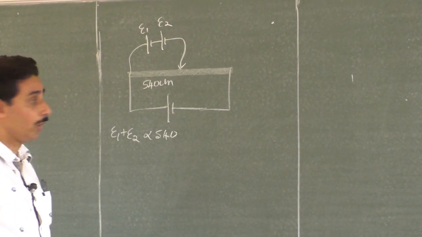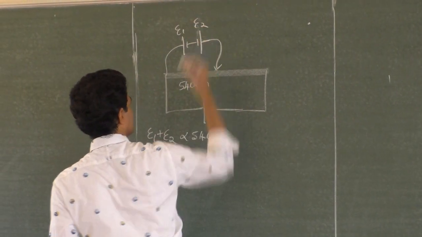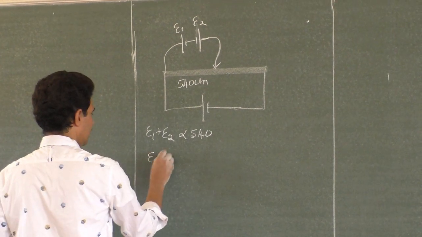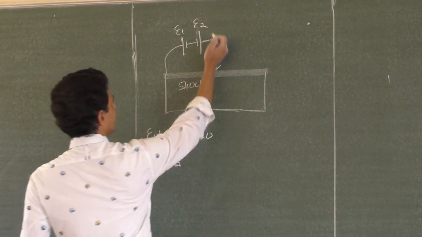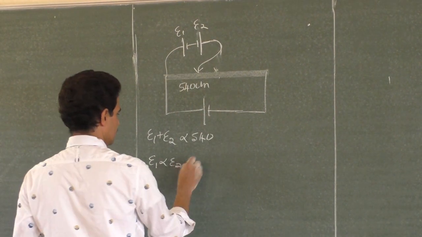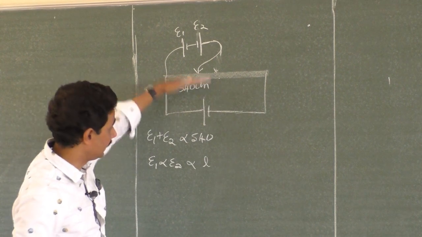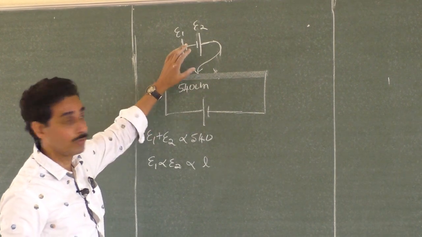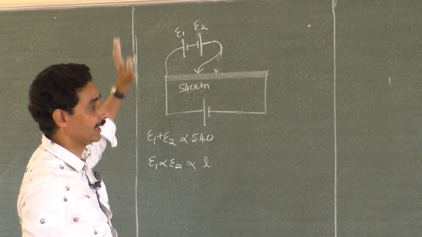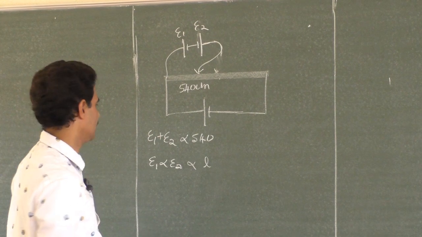When they are connected in opposition, what do you mean by opposition? Connect this one in opposition like this, E1 minus E2, right? So E1 minus E2, the balancing length should decrease because the total EMF will be E1 minus E2, proportional to the balancing length L. The setup is the same potentiometer, only those batteries are connected in different ways, that's all. So what is the balance length?